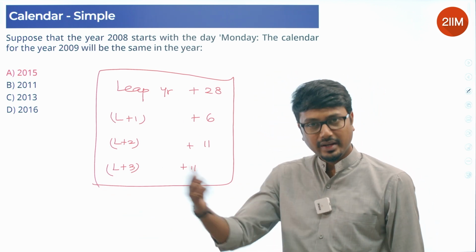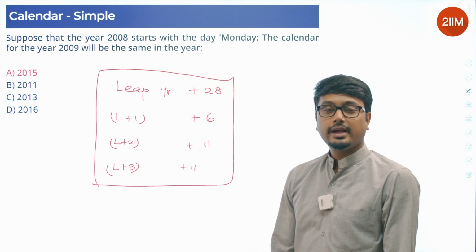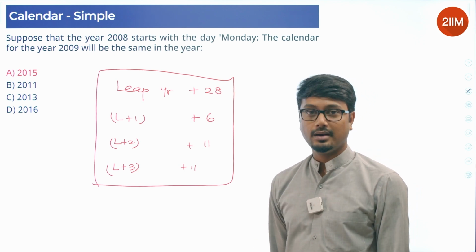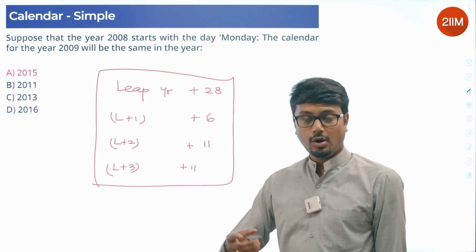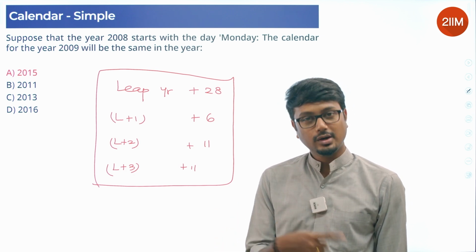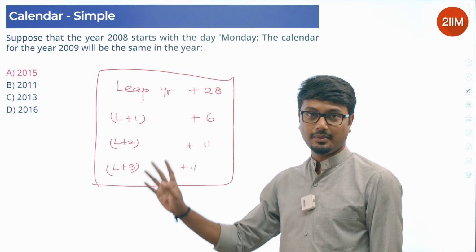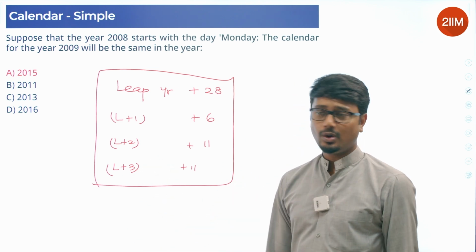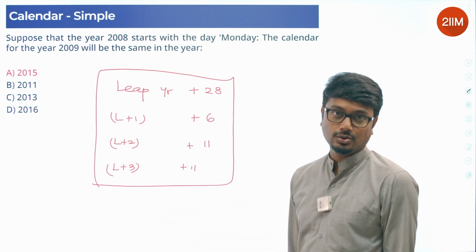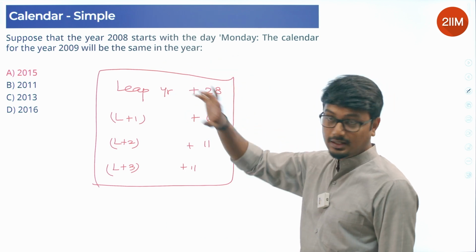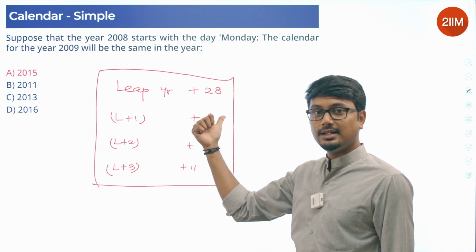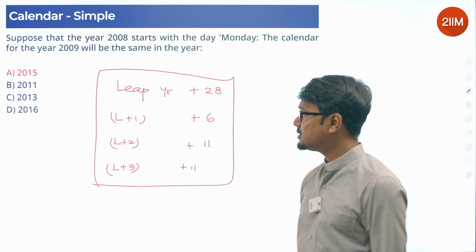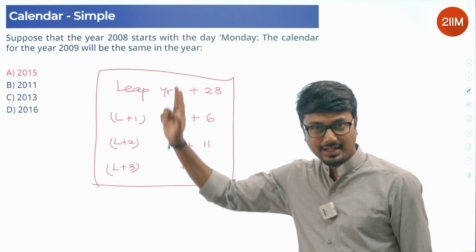Otherwise you have to pick the idea. In the case of century years, if it is not divisible by 400, it is a non-leap year. So you have to think through that and solve the question. This question can be solved easily by means of this idea. How so? 2008 is a leap year, then the next year is 2009. So 2009 plus 6 will be the next same calendar. 2009 plus 6 is 2015. You get the same answer.